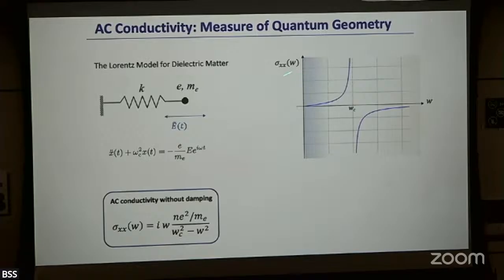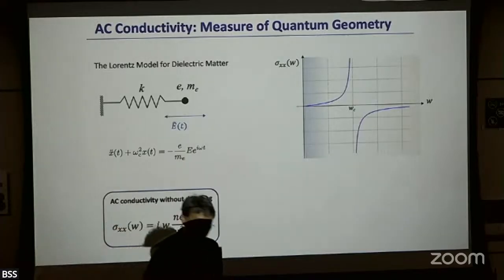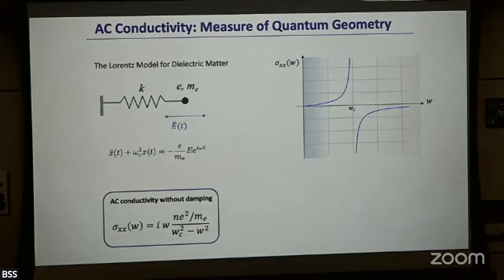By the way, sorry, this conductivity is divided by i, so this is not the real part; it is the imaginary part of the conductivity. I just made a typo here. That's an important point, because otherwise a negative real part of conductivity is problematic. So this is the imaginary part. But the important part is that across ω_c, the sign of the imaginary part of the conductivity changes.